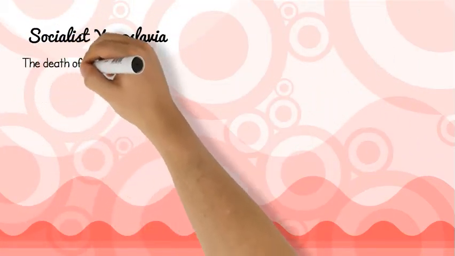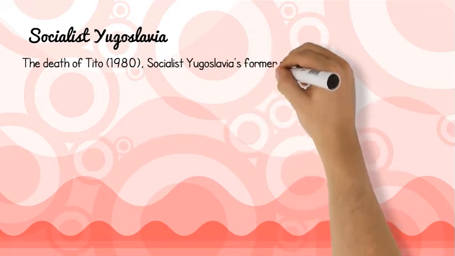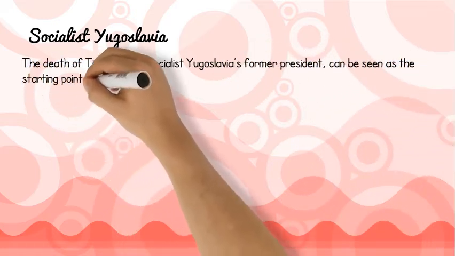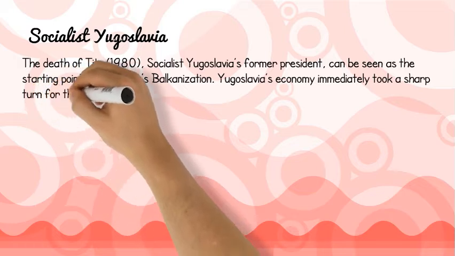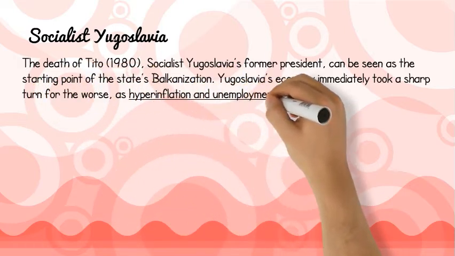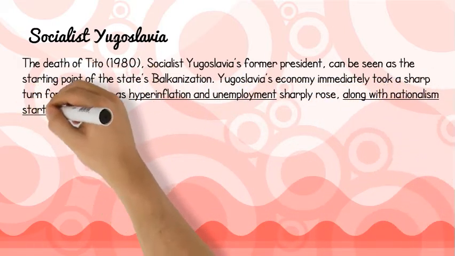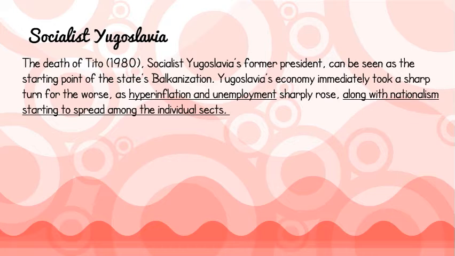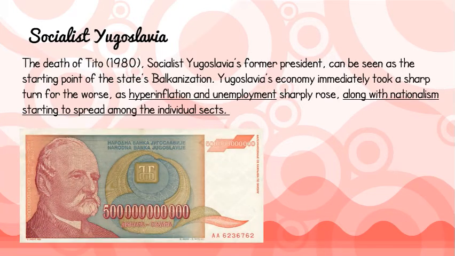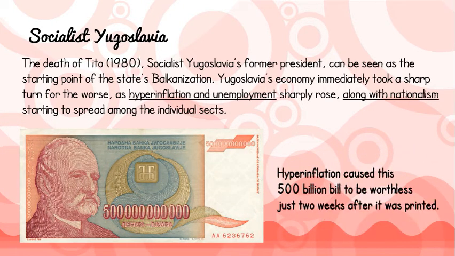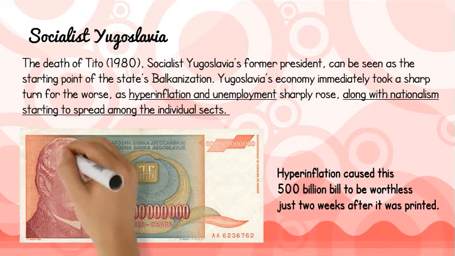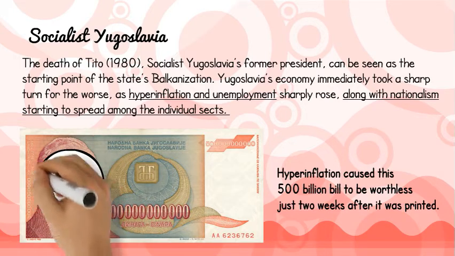The fall of Socialist Yugoslavia. The death of Tito in 1980 can be seen as the starting point of the state's Balkanization. Yugoslavia's economy immediately took a sharp turn for the worse, as hyperinflation and unemployment sharply rose, along with nationalism starting to spread among the individual sects. For example, Yugoslavia's hyperinflation became so extreme that a $500 billion bill was worthless just 2 weeks after it was printed.